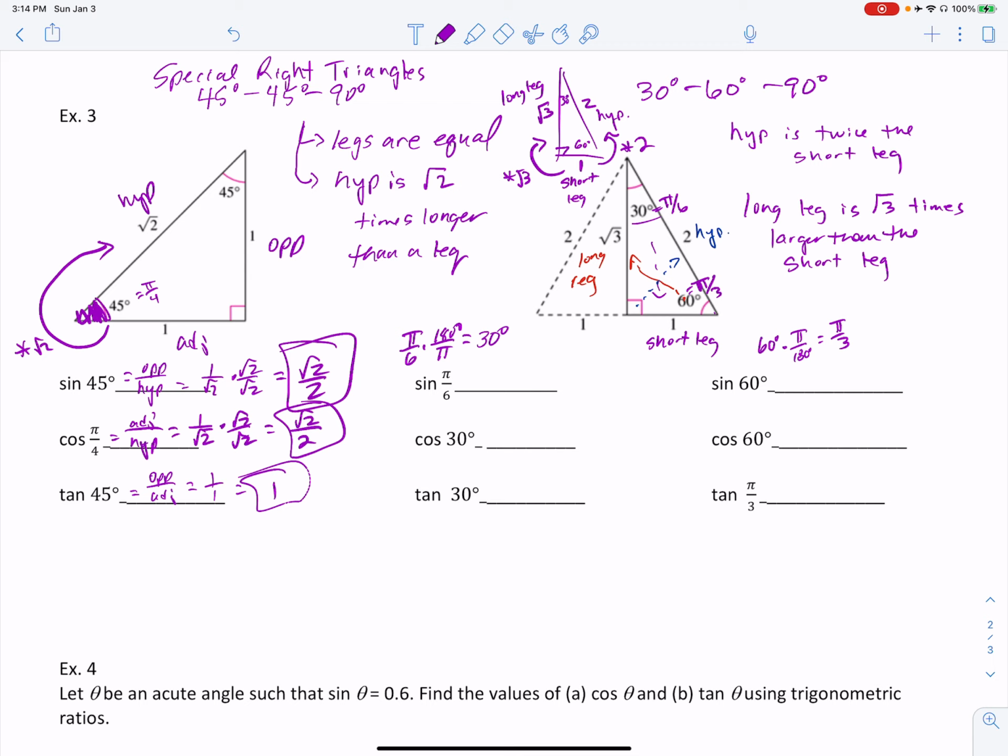So when I am looking at sine of pi over 6, here is my pi over 6. This is my opposite, this is my adjacent leg, and this is my hypotenuse. So my hypotenuse is going to be 2, this is going to be 1, this is going to be root 3. And sine is opposite over hypotenuse. And so sine of pi over 6 is 1/2.